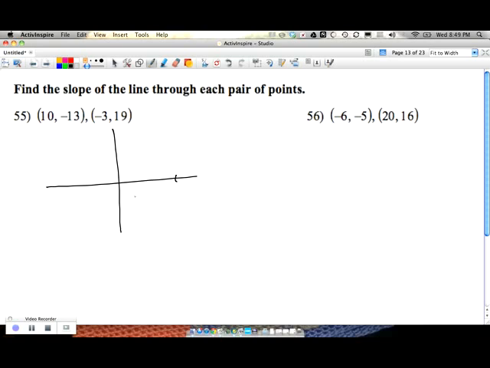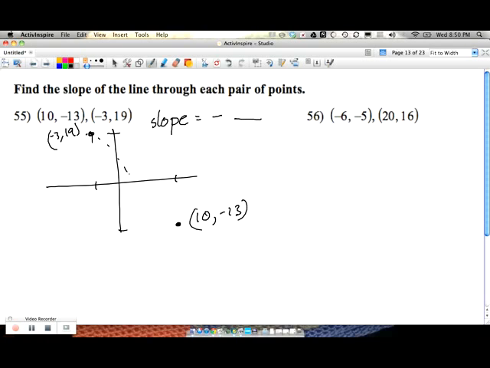So I have a picture here. I have 10, -13. So I'm going out 10 and down 13. I have a point here, 10, -13. I also have a point at -3, 19. Wow, that's pretty far up there too. So if I'm trying to find the slope, first thing I notice is that it's going to be negative.